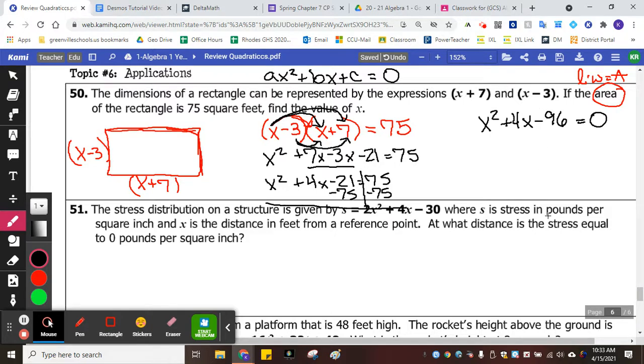So from here, you can factor. You can use the quadratic formula to solve. You can't use square root because there's an x, or you can graph. And I'm suggesting graphing, guys. So we're going to go to graph.